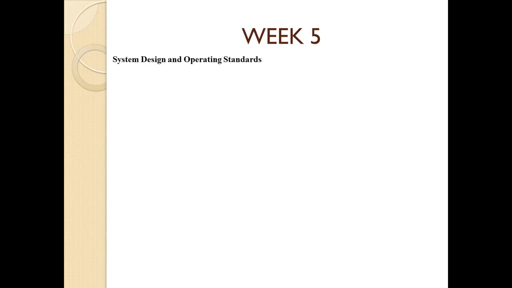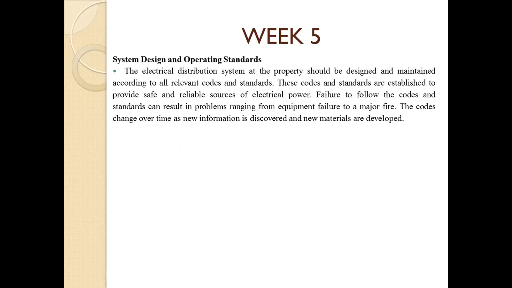System design and operating standards. Okay, the electrical distribution system at the property should be designed and maintained according to the relevant codes and standards. These codes and standards are established to provide safe and reliable sources of electrical power. Failure to follow the codes and standards can result in problems ranging from equipment failure to a major fire. The codes change over time as new information is discovered and new materials are developed.